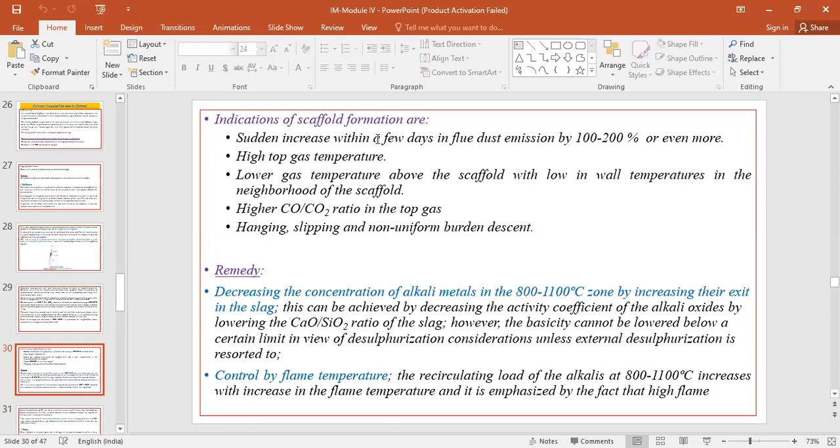Similarly, a high CO by CO2 ratio in the top gas means there is no proper utilization of CO by the solid burden. That is, the solid reduction reactions are not happening properly inside the blast furnace. Similarly, the other indications are hangings, slippings, and non-uniform burden descent. So these hangings and slippings are also irregularities of the blast furnace.